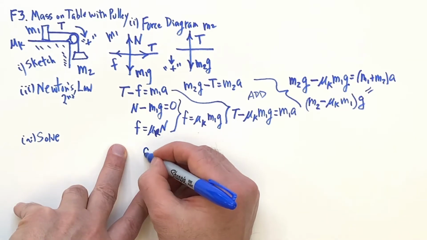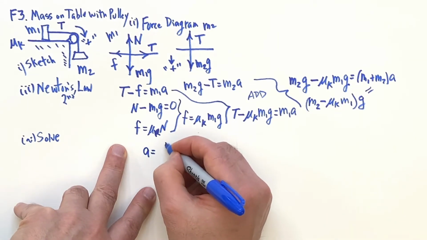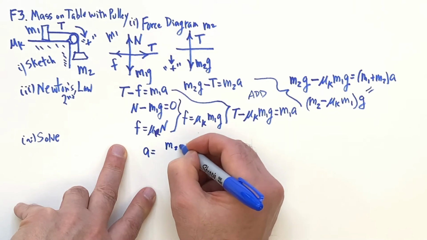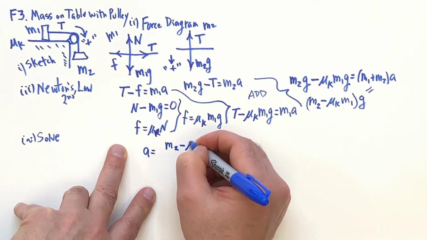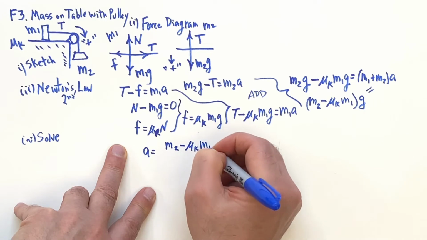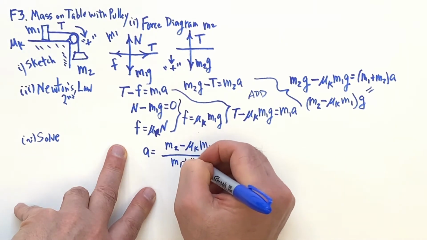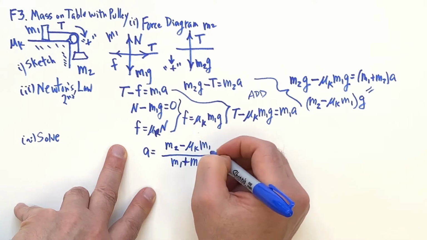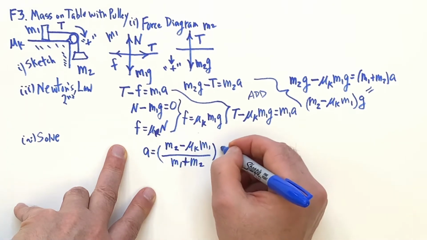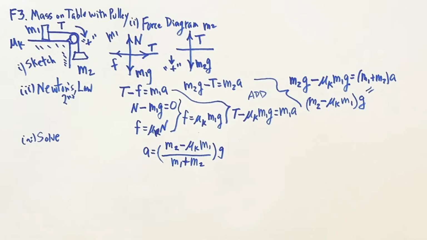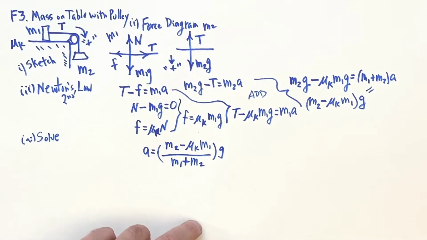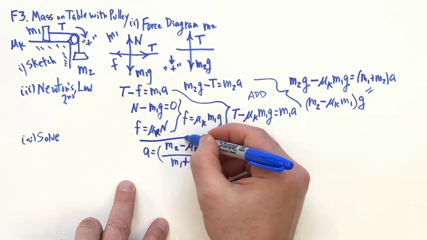So let's do that. A is M2 minus mu K M1 over M1 plus M2, and that's going to be times G. So that's the answer for the acceleration. Go ahead and box that off.